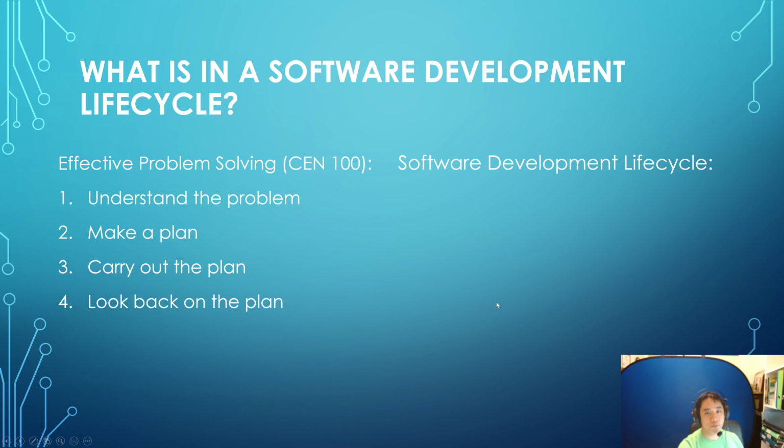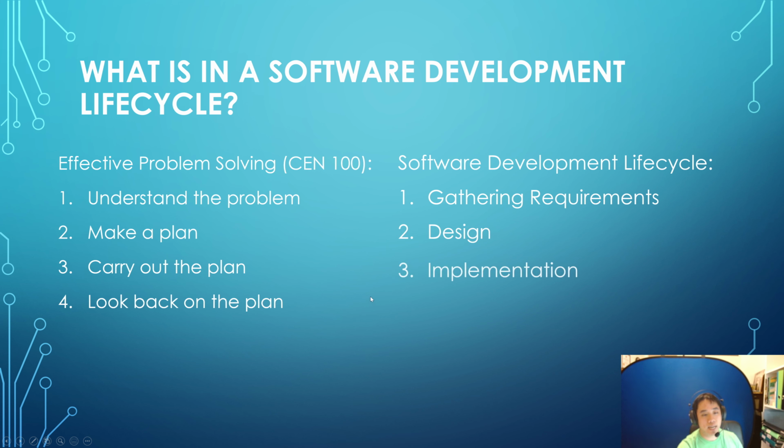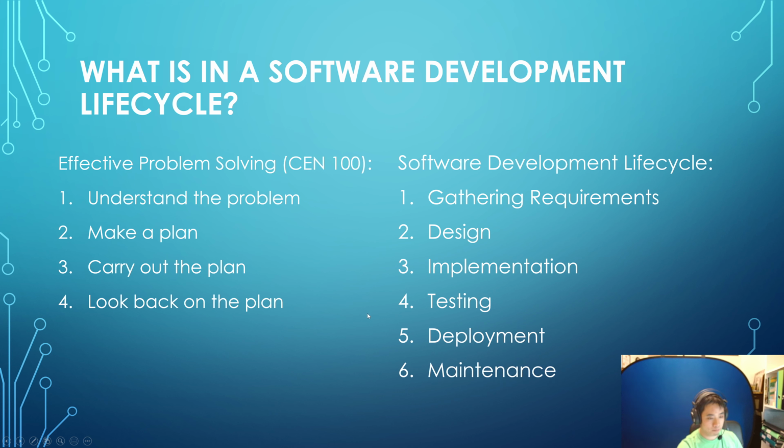How about what we do in software development? Well, first we gather the requirements of the software we need to deal with or make. We design the software based on these requirements. Then we start to implement or code it. We test it, deploy it, and finally we maintain it through maintenance.